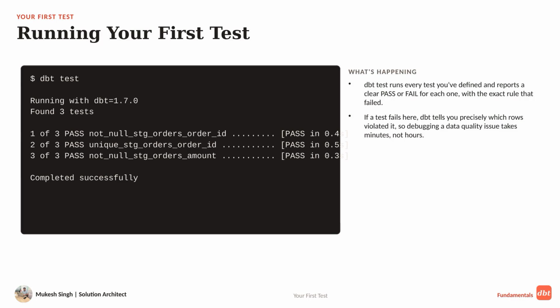Running dbt test executes all three checks and reports a clear pass or fail for each one. All three pass here, which means every single row in stage orders has a unique, non-null order ID, and a non-null amount. If any of these had failed, dbt would tell you exactly which rows violated the rule, which turns debugging a data quality issue into a 5-minute task instead of an afternoon of manual digging through spreadsheets and old queries trying to figure out where things went wrong.